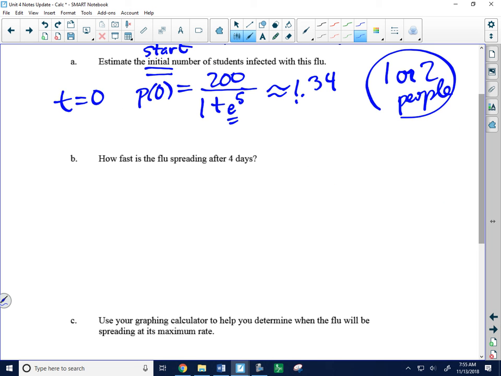Sounds like that was time of 0. Next, let's do part B: how fast is the flu spreading after 4 days? How fast? So again, I kind of circle some key words here. 4 days is my time. Right, T was in days. How fast? This is a rate of change. Right, this is our instantaneous rate of change. So I need to do the derivative and then plug in 4.